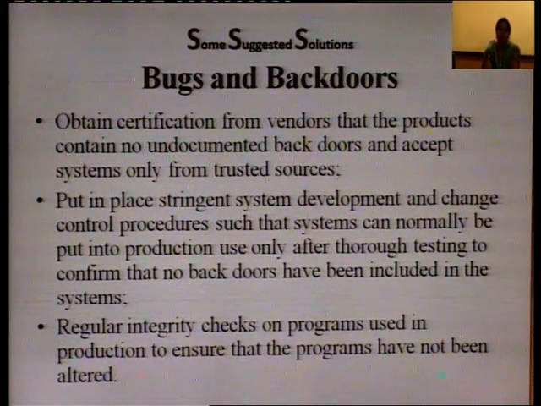Put in place stringent system development and change control procedures, such that a system can normally be put into production use only after thorough testing confirms that no backdoor has been included in the system. Then comes regular integrity checks on programs used in production, to ensure that the programs have not been altered.